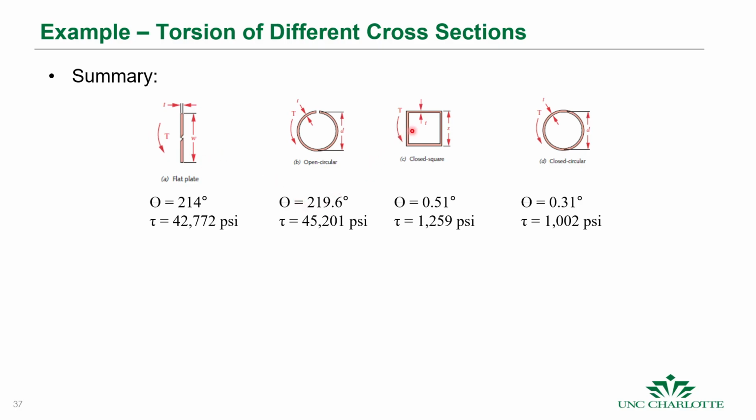Okay, if you have a square cross section, the deflection is 0.51 degrees, and if you have a tubular cross section, the deflection is 0.31 degrees, and the shear stress is 1,000 psi versus 42 or 45,000 for these open shapes. So another way of thinking of that as well is if you have a tear or a slot or whatever, and you have a torsional load, the loads go from normal, but if it's cut and that cross section is compromised, those shear stresses jump up to 42 times the stress that you have in that state.